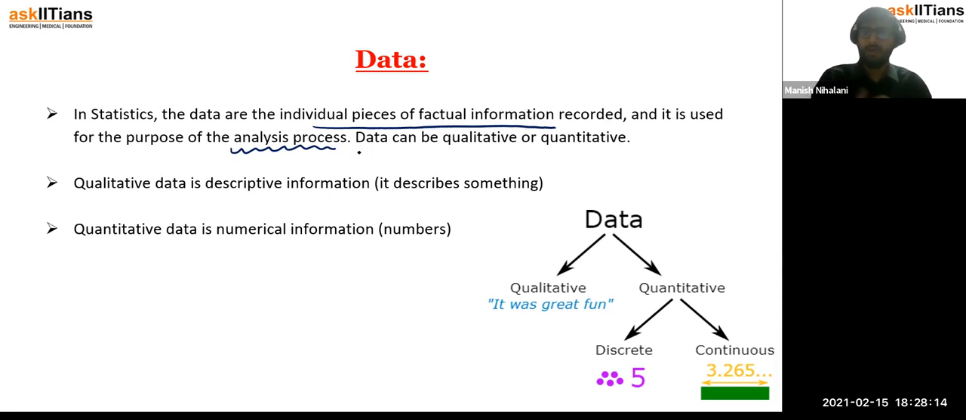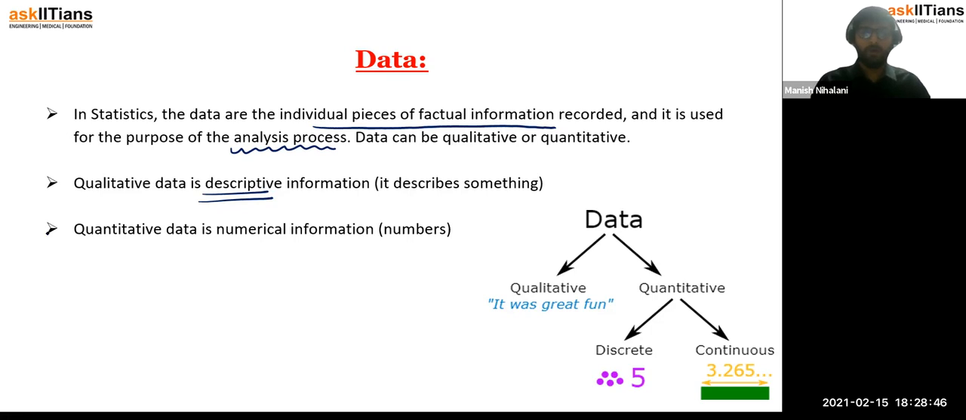So the data can be qualitative or quantitative in that case. Qualitative means it just describes information, it is just descriptive information. For example, let's say you are watching a video, just an informational video, so your data would be that this person is watching xyz video. This is just descriptive information, qualitative data, whereas there is also quantitative data.